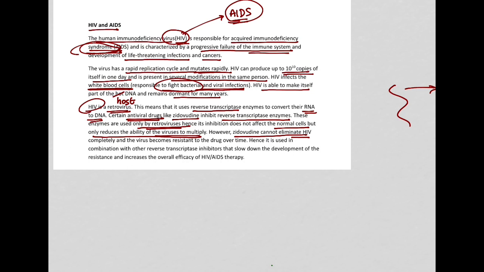And the problem is also that the virus becomes resistant to the drug over time, which means that you cannot use only zidovudine against HIV. Therefore, we use a combination of other reverse transcriptase inhibitors, which slow down the development of the resistance and increase the overall efficacy of HIV/AIDS therapy. But there is no known cure for HIV.